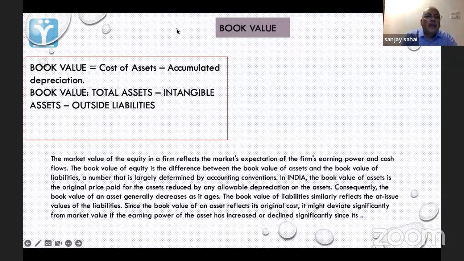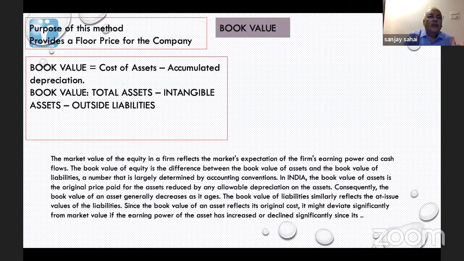Now, one way of looking at it is like this. I look at my total assets. I look at my intangible assets. I reduce the intangible assets from my total assets, and I also reduce my outside liabilities. Whatever I'm left with, I say this belongs to the company. This is the value of the company. Now, this by definition will be a very low amount because I am basically just looking at book value.